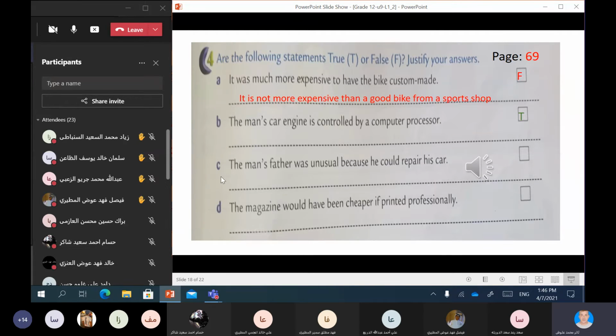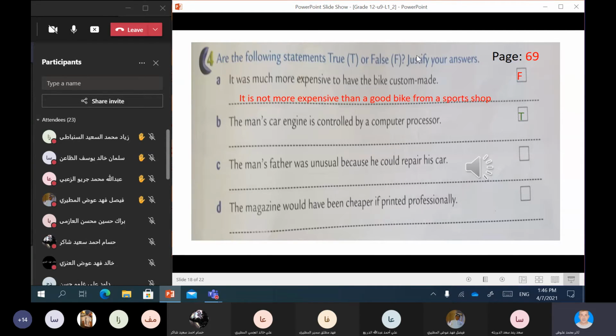Let's move on to item C. The man's father was unusual. Unusual means not usual. The man's father was unusual because he could repair his car. Repair means fix. Let's listen and decide.